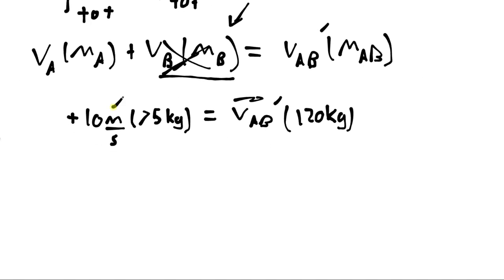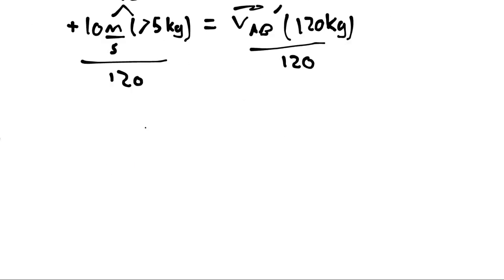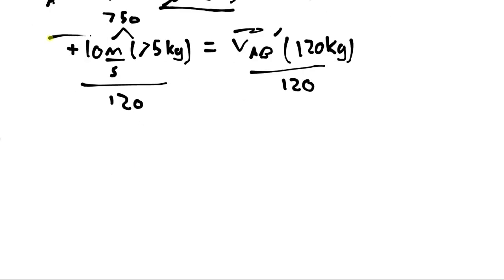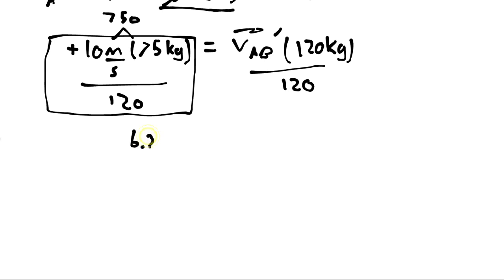So this is equal to 750. And then we're just going to divide by 120 on both sides, okay? So this is going to get divided by 120, and this is going to get divided by 120. And then after that, just plug this into your calculator. So 10 times 75 divided by 120, you should get 6.25 meters a second. And of course it's also positive because every number here is positive, so it has to be positive. And then this is going to equal velocity AB, okay?